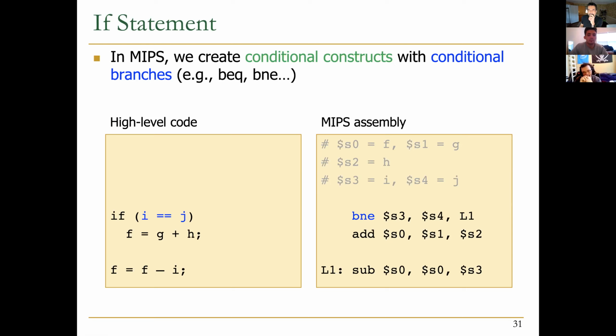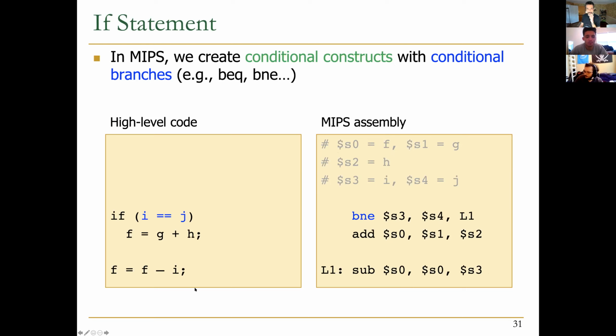So we branch not equal: if these two values are not equal, we branch to L1. What we have in L1 is subtracting S3 from S0. What was S0? F. And S3 is i. So f minus i, we put it in S0, which was f.